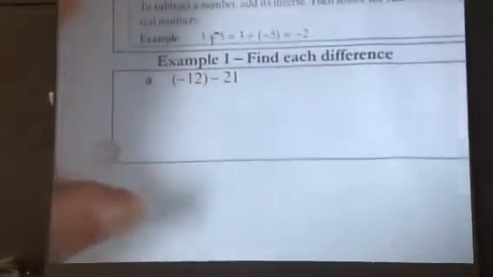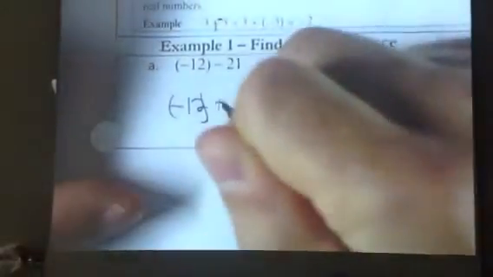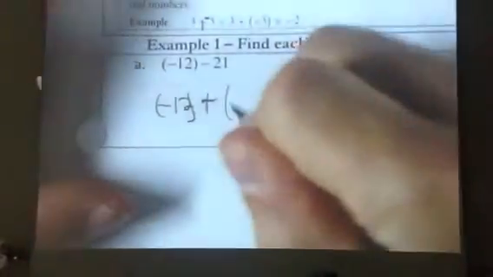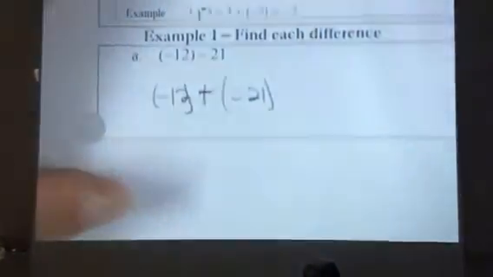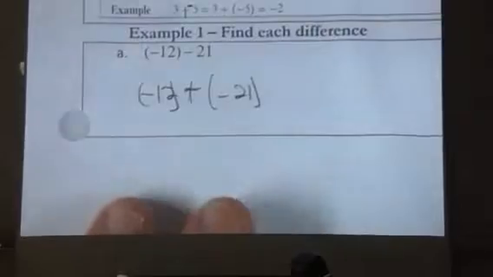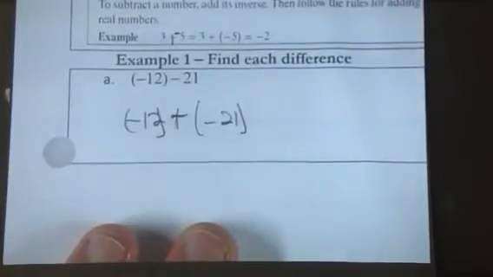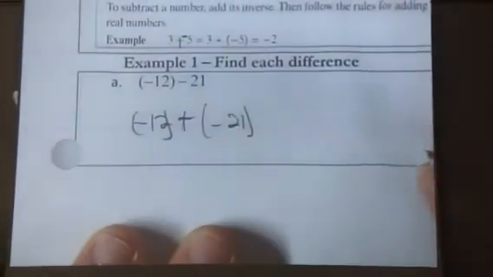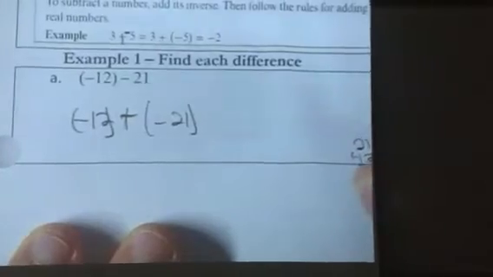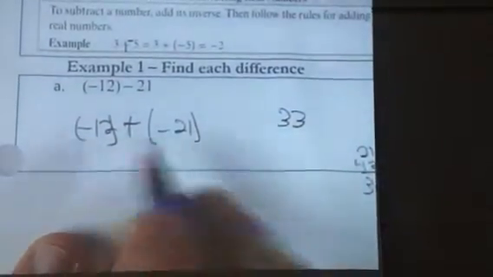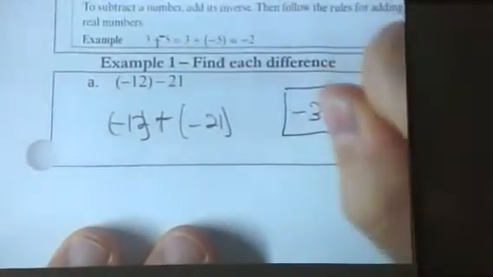I've got -12 minus 21. So I've got subtraction. What I'm going to do is keep this -12. I'm going to change that subtraction to addition. I'm going to change the sign of the second term. Right now that is a +21, so I'm going to change it to a -21. Now I follow my addition rules. Same signs add and keep. These signs are the same, so I'm going to add 21 plus 12, which gives me 33. Add and keep. Both of these are negative, so I keep this as a negative.